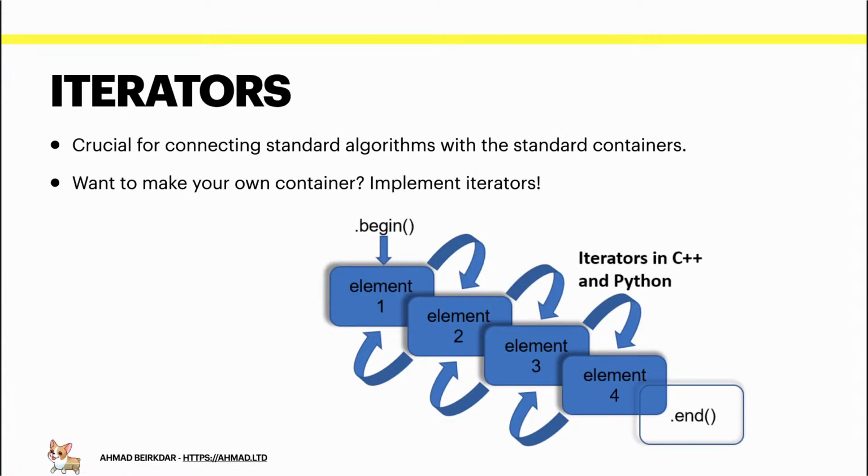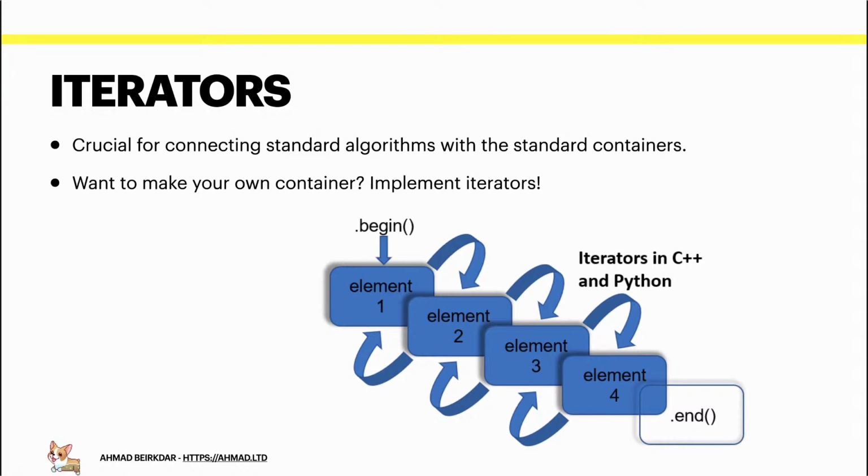Want to make your own container? Implement iterators. For example, for the folks here that did 30305, data structures, if you remember the B tree, or the 2-3-4 tree, if you want to implement that and you want to use algorithms on it, you can implement your own iterators for it. So if you have a data structure you want to implement, always implement iterators for it. It's very useful, so you can use everything that is provided in C++ for you.